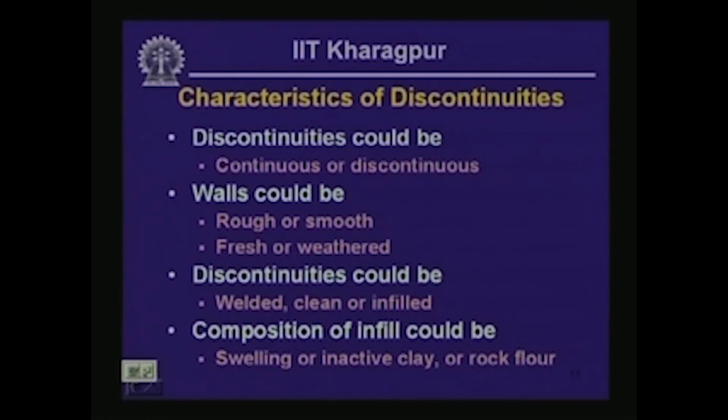and these clay minerals actually fill the discontinuity, because the weathering action is also going to be more pronounced across the discontinuities themselves, because of water entry and entry of air and so on. So, these discontinuities sometimes get filled by clay type minerals, and these clay minerals could be either swelling type clay such as smectite, or they could be inactive clay minerals such as kaolinite, or the discontinuity could be filled with rock flour.